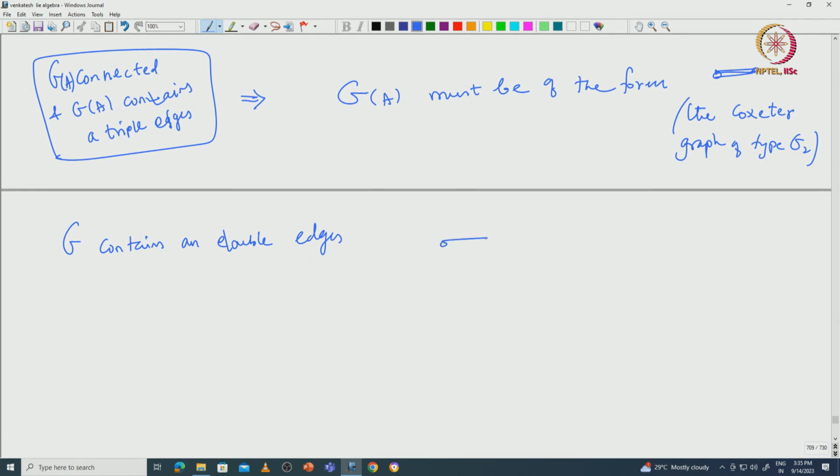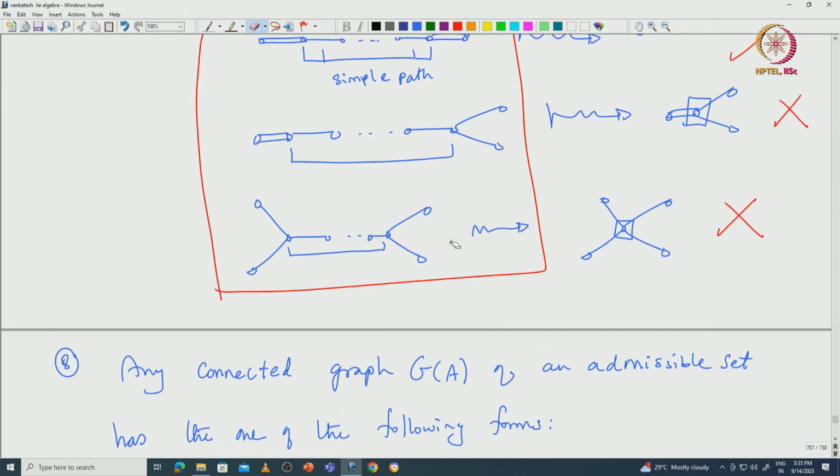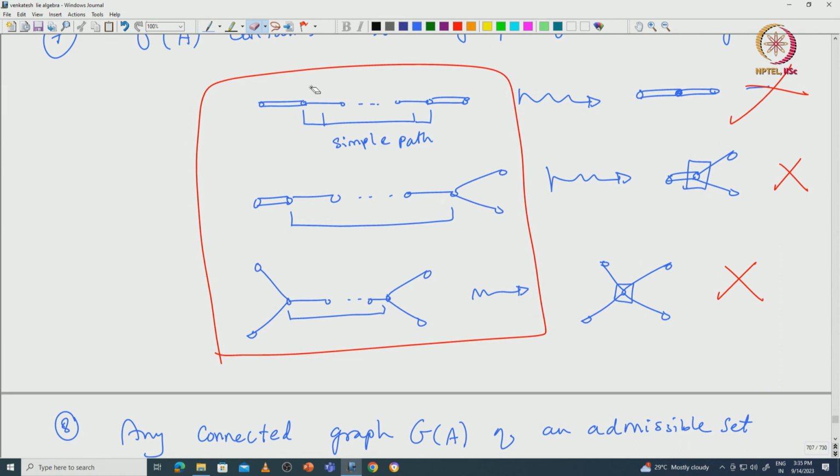Okay. So, that means something like this is there inside the graph of G of A. But now go back to our earlier observation, you can see that if it contains a double edge, then there should not be another double edge. Okay, then you can take this particular path connecting them, and that will give you a subgraph of this form.